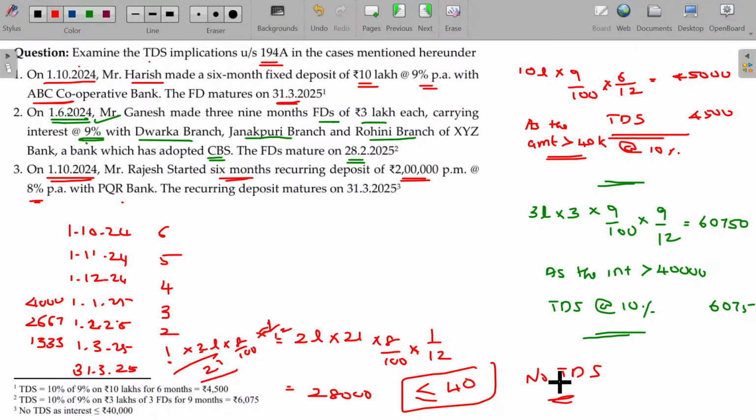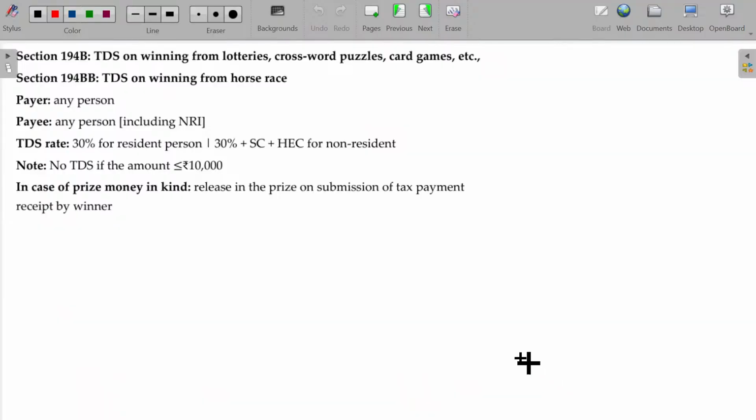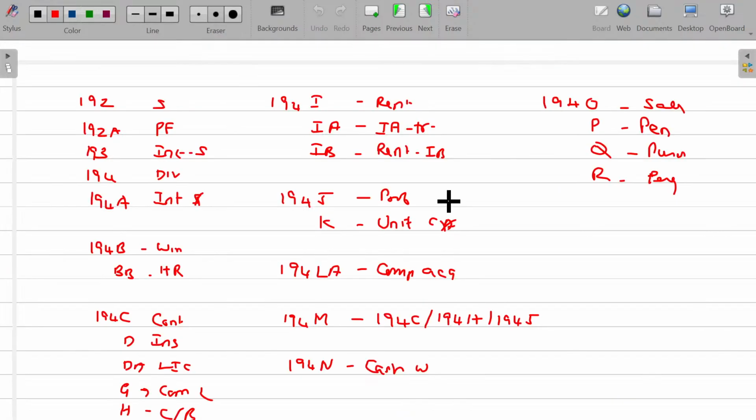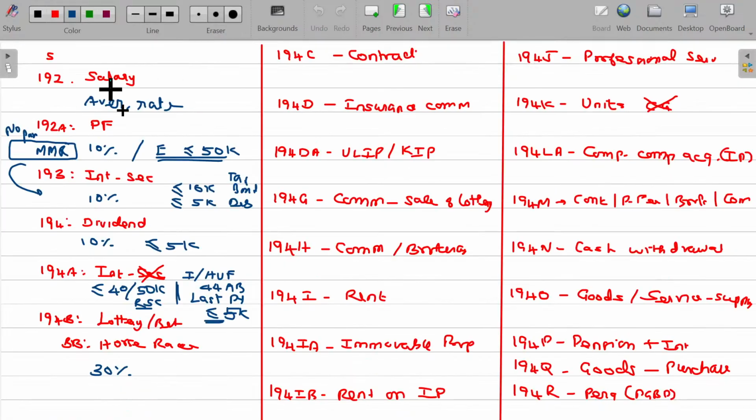Now, I have completed BB, where if the value is less than or equal to 10,000, TDS is not applicable. In case the prize is in kind, you can release the prize only on submission of tax payment by the recipient. He has to pay the tax ahead. Only then you can release the prize. So up to 10,000 not taxable. Exempt if the value is less than or equal to 10,000.